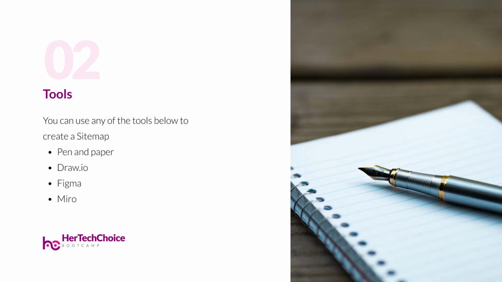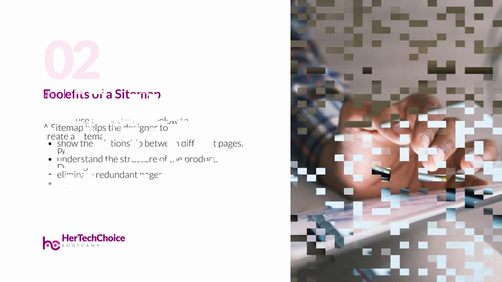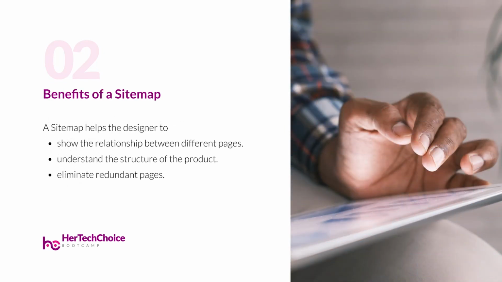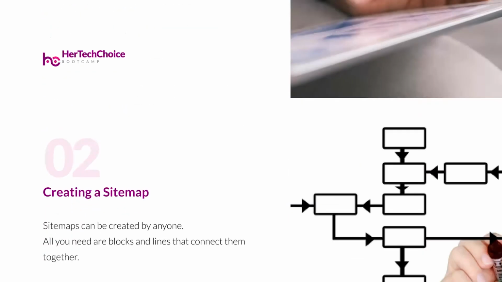Okay, the tools you can use to create a sitemap are still your conventional pen and paper, draw.io, Figma, and Mirror. You see how important Mirror is. So the benefits of a sitemap: it helps the designer to show the relationship between different pages. Yes, it also helps the designer to understand the structure of the product, and it also helps to eliminate redundant pages.